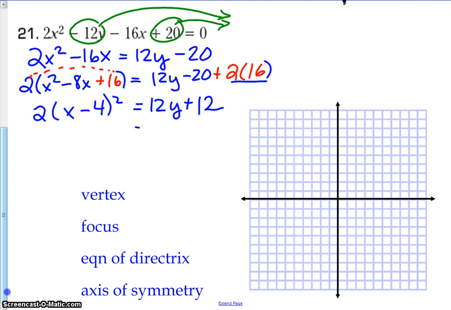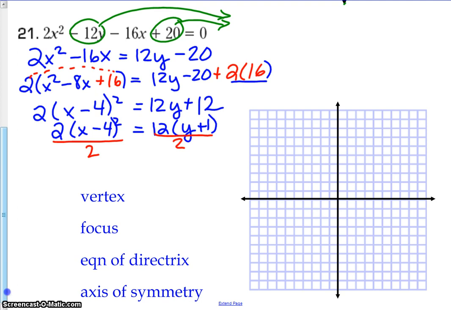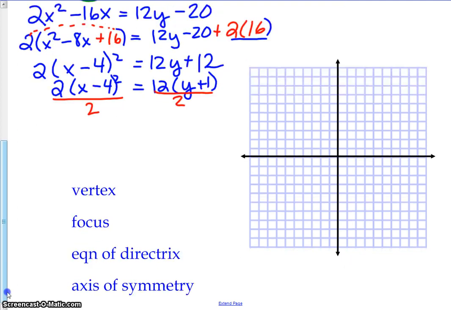So now on the left side, I'm going to factor out my leading coefficient. I'm going to factor out my 12, and so I have y plus 1 here. And the only thing that's in the way is this 2 that's out in front. So what I need to do here is divide both sides by that 2. And so what I have left here is x minus 4 quantity squared equals 6 times y plus 1. All right, that could be graphed.